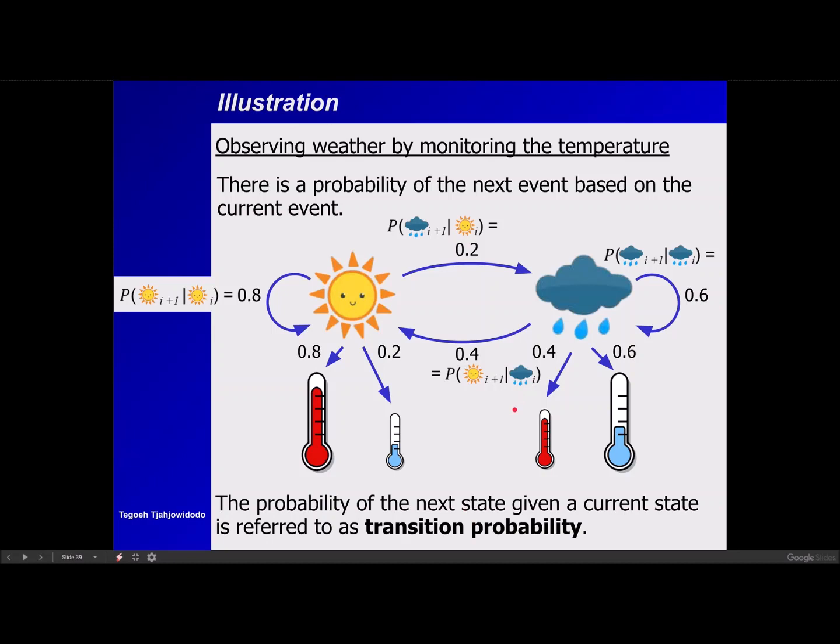transition probability. So up to this point, we know two types of probabilities: emission probability, the probability of another event, another sequence, knowing the other sequence, and the transition probability, which is the probability of what will happen in the next stage given the current state. Okay.